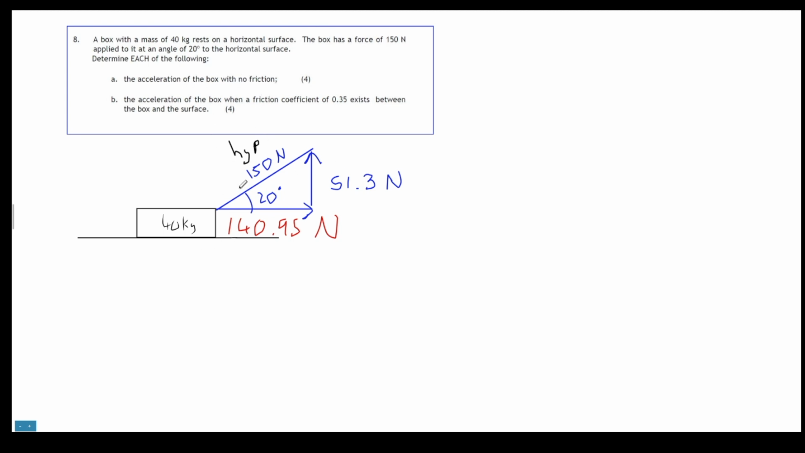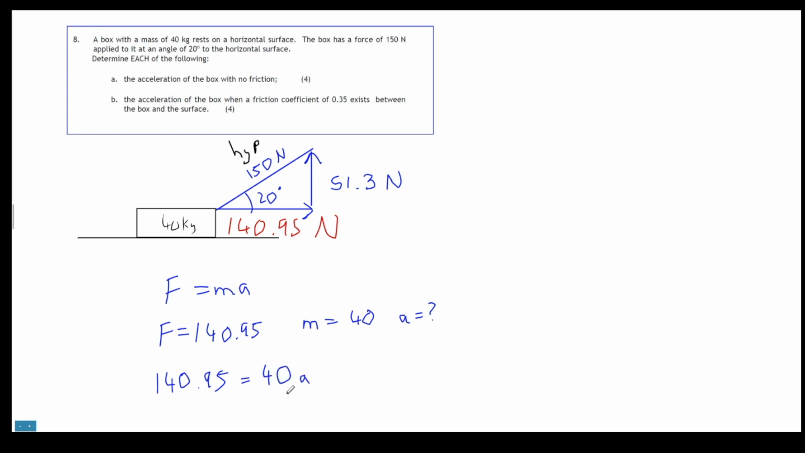Anytime it says acceleration, we're going to be using F is equal to ma, because we've got the mass of the box, we want to calculate the acceleration, and we know the force applied in the horizontal direction, which is 140. So F is equal to 140.95. The mass is equal to 40 kg. We don't need units because it's all in kilograms and newtons. And then what is the acceleration? That's what we're calculating. So we can plug this in as 140.95 is equal to the mass, which is 40, times A.